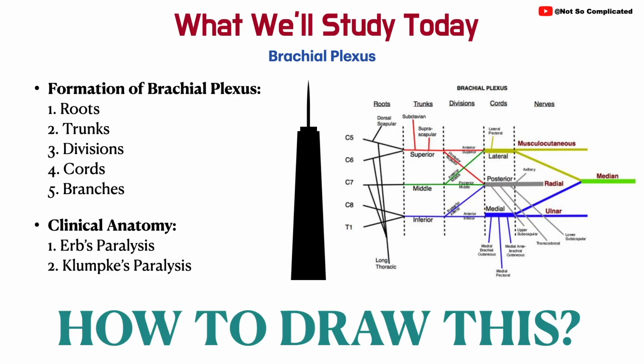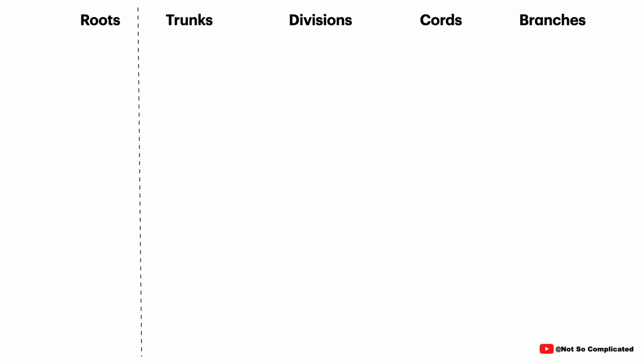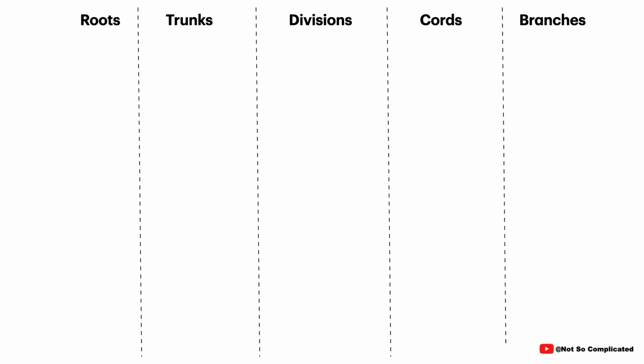So grab a page, that is a blank page or white page if you have, and a pen. Now this is a blank page. All right, so what you have to do is write roots, trunks, divisions, cords, and branches in the uppermost row like this. Then you have to draw these dotted lines right here, dividing these five different things, that is roots, trunks, divisions, cords, and branches. You have to remember this in order, that is RTDCB.